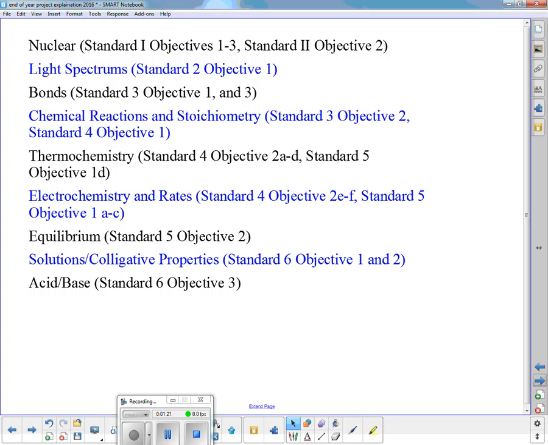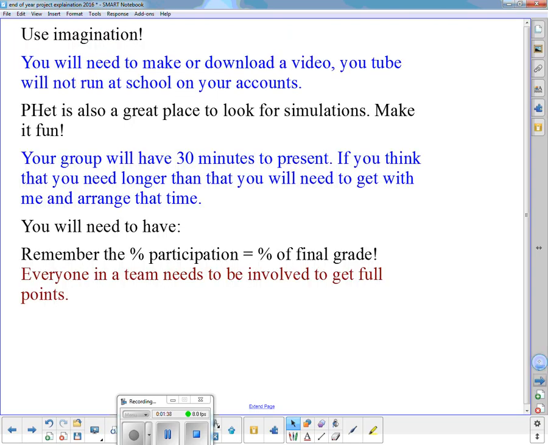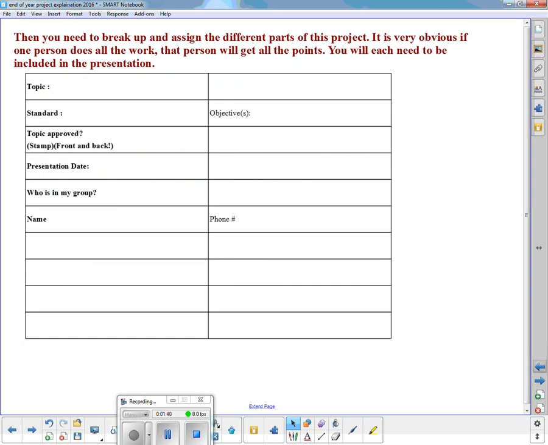I put you up here. Okay? You choose right here. Okay? Your group choose. Then come get it cleared from me today. Come on. Of course, it goes too fast. So once you find your topic and your standard and objective, you're going to write it down. You're going to get a stamp from me.